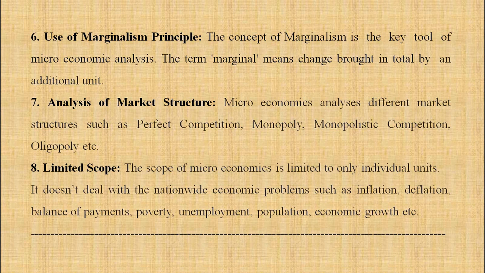Next, analysis of market structure. Microeconomics analyzes different market structures such as perfect competition, monopoly, monopolistic competition, and oligopoly. These are the 4 types of market structure. And the last, limited scope. The scope of microeconomics is only individual units. It is limited to only individual units.